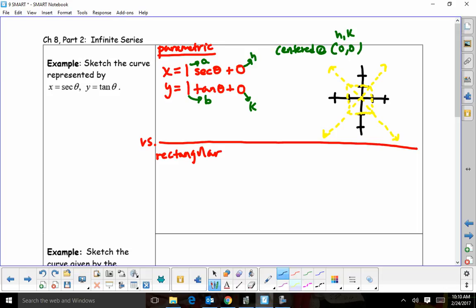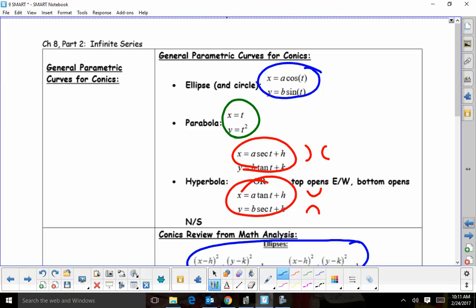And then I know that secant is with the x, so this is opening, nope, east-west. So then I can follow, and it looks like this. So there's my graph. Okay, so that's a review for math analysis of the whole graphing part, but now with parametric. So I know that if secant's with x, it's east-west.